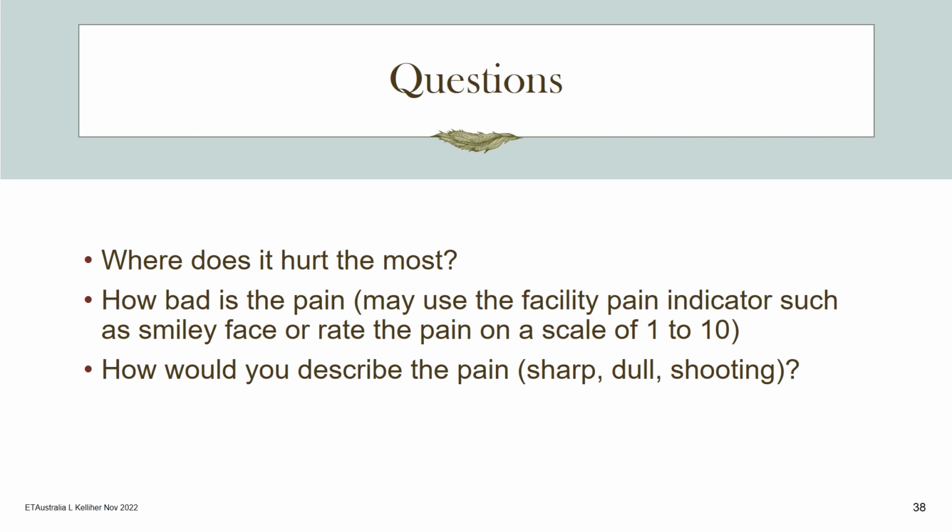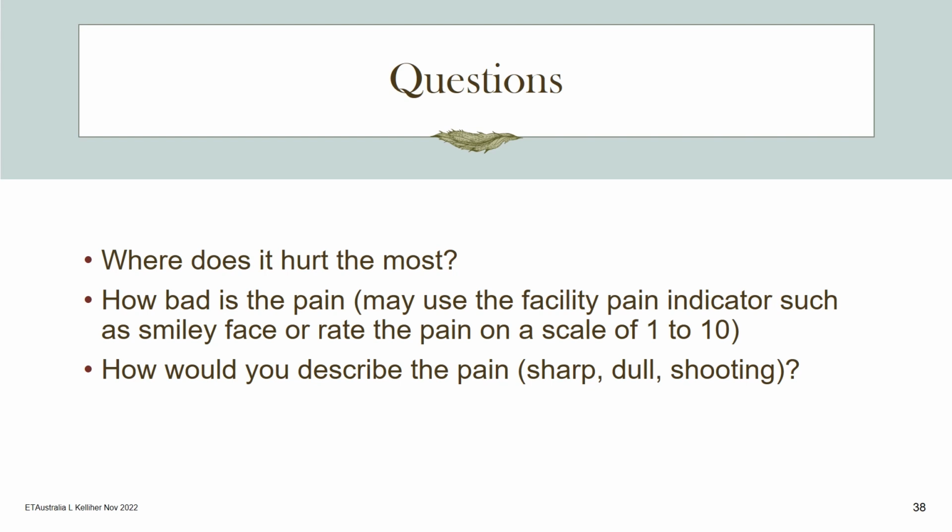How bad is the pain? They may use a facility pain indicator such as a smiley face or rate the pain on a scale of 1 to 10. Well, I know we ask children that, so it's another good way to find out how much it hurts, especially for people with chronic pain. How bad is the pain? If they're saying 7, 8, or 9, we really need to be concerned, especially if their pain level's normally only at a 3 or 4. So once again, it's a really good way for them to let you know that the pain's more than it has been, or that they are in those high numbers of pain.